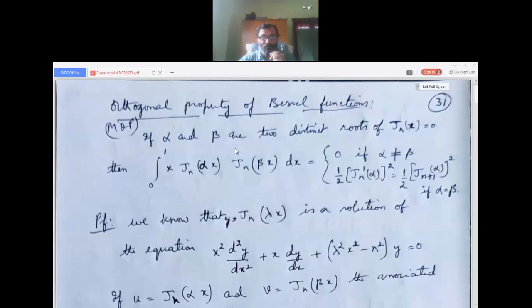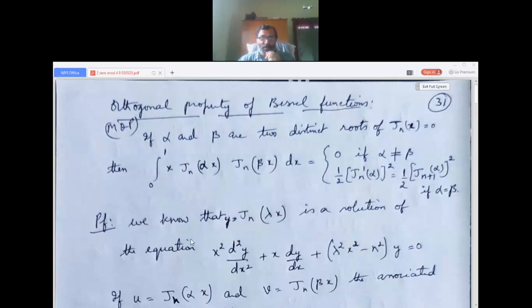Again I repeat, if alpha and beta are two distinct roots of Jn of x equals 0, Jn of x is the Bessel function which we derived yesterday, that is also a model question paper derivation. Then the integral from 0 to 1 of x into Jn alpha x into Jn beta x equals 0 if alpha not equal to beta. This is there in the model question paper till here. Also there is a second part for that, that is half into Jn dash of alpha squared is equal to half into Jn plus 1 of alpha squared if alpha equals beta. So alpha not equal to beta means 0, if alpha equal to beta means this one.